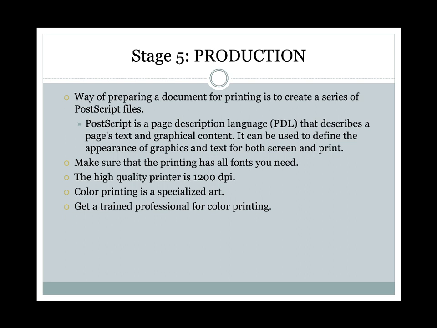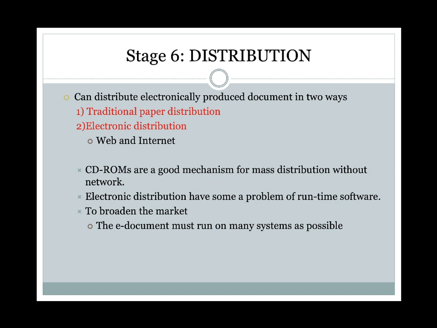Stage 5 is about the production, to prepare the document for printing. This is the part where you have to make sure how much the DPI of your document is, so that it can be considered a high quality document, and the detail of the pictures and the graphics that you publish in your document can be considered a very high quality publication.